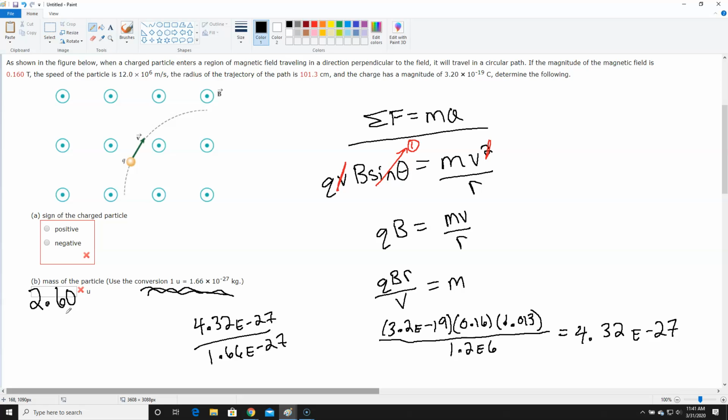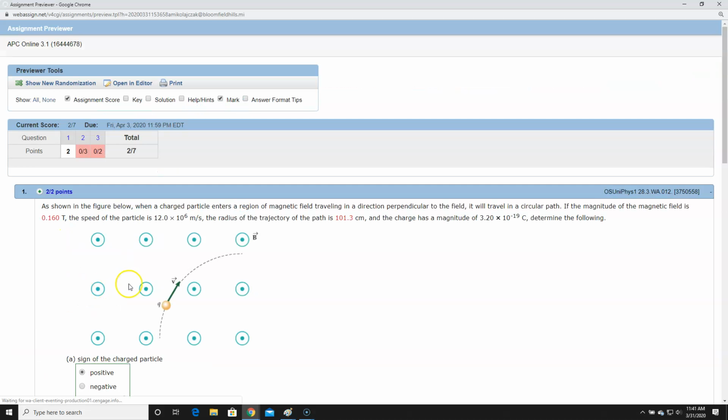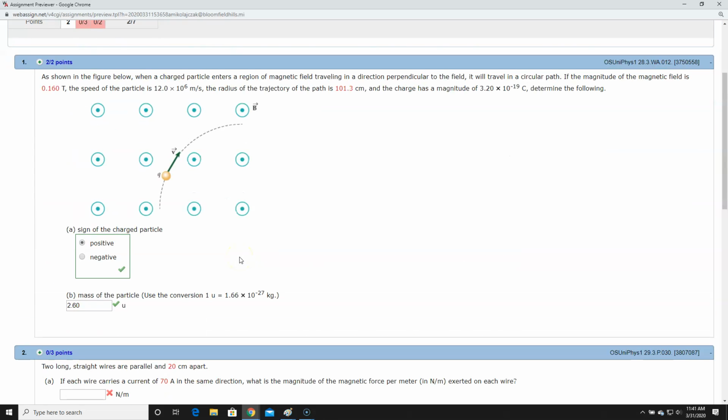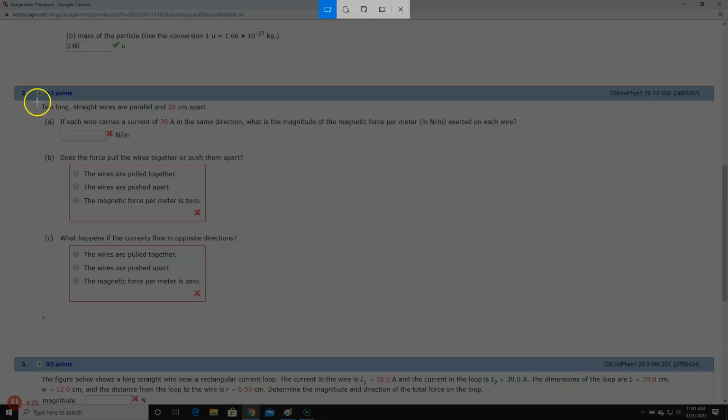Now, this tells me that if the charge is positive, it would go to the right. And according to the diagram, it does. So that tells me this has got to be a positive charge, 2.60. Now, let's say this particle is actually going to the left, even though the FBI gun law said it should go to the right. Well, that just tells you that the particle is negative and not positive. Let's take a look at the next one.